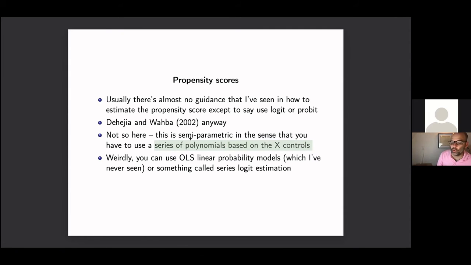So the name of the paper is semi-parametric diff-in-diff. The semi-parametric part is because of this polynomial specification of the logits. You're either going to estimate it with OLS, which I hadn't actually ever seen before. Usually I've seen people use logit and probit, but he's going to allow for OLS linear probability models, or he's going to estimate something called a series logit. It's going to do one or the other.